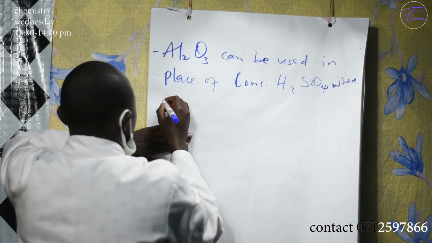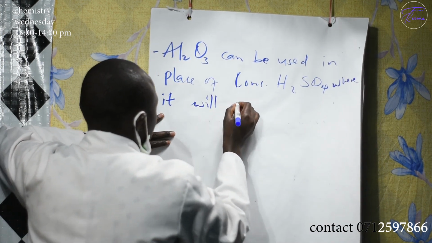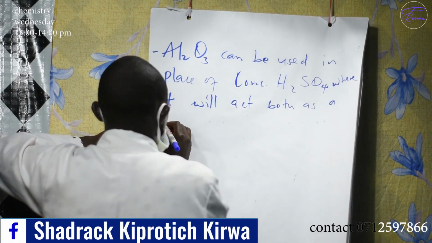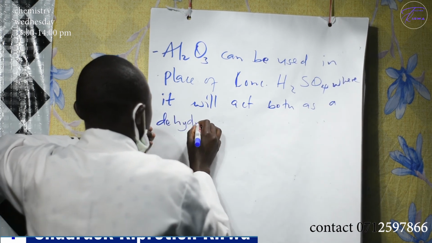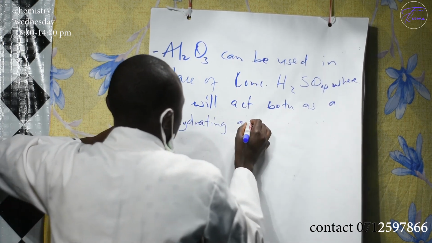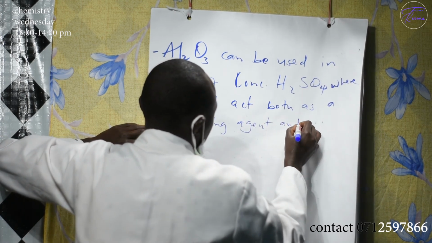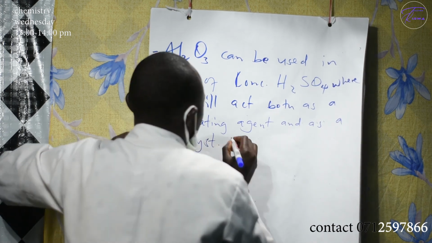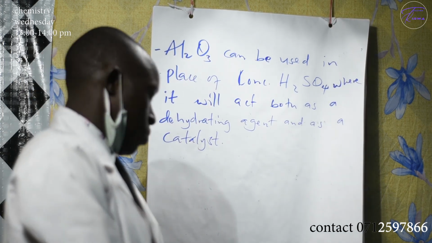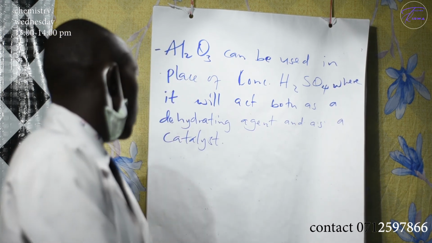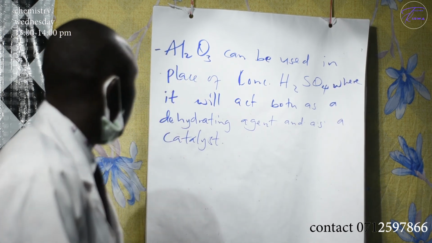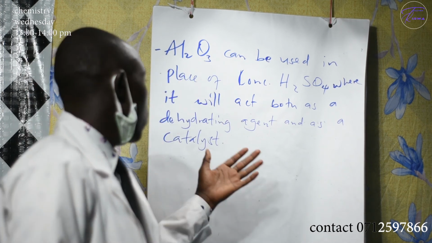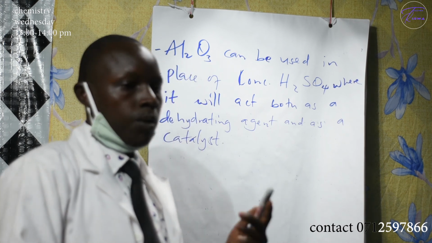Where it will act both as a dehydrating agent and as a catalyst. So that is what can also be used in place of concentrated sulfuric acid. So that is the preparation of alkenes. All the other alkenes follow the same method of preparation.